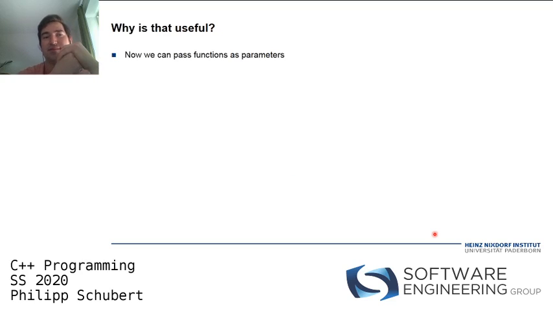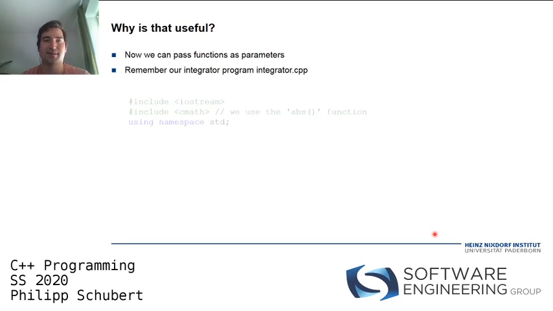So why is that useful? Why would you ever need such a thing? The great thing is now that you can pass functions as parameters, as you saw on the last slide. And maybe please recall the integrator program, integrator.cpp, which we had in one of the earlier exercise classes.